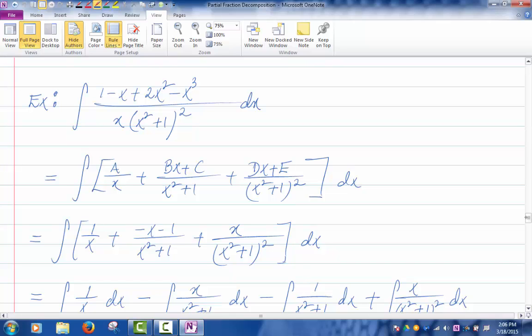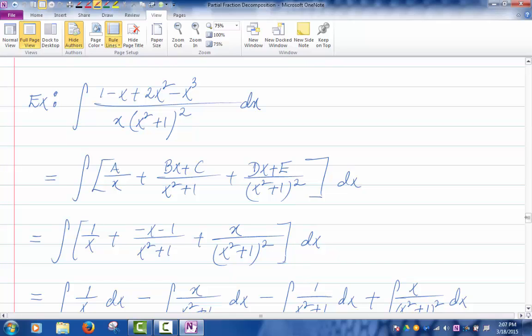And then, of course, I have to find A, B, C, D, and E. I'm not going to show you how to find those numbers right now, but if you find the values, A is 1, B is negative 1, C is negative 1, D is 1, and E is 0. And if you plug them in, you get 1 over x, plus (negative x minus 1) over (x squared plus 1), plus x over (x squared plus 1) squared.